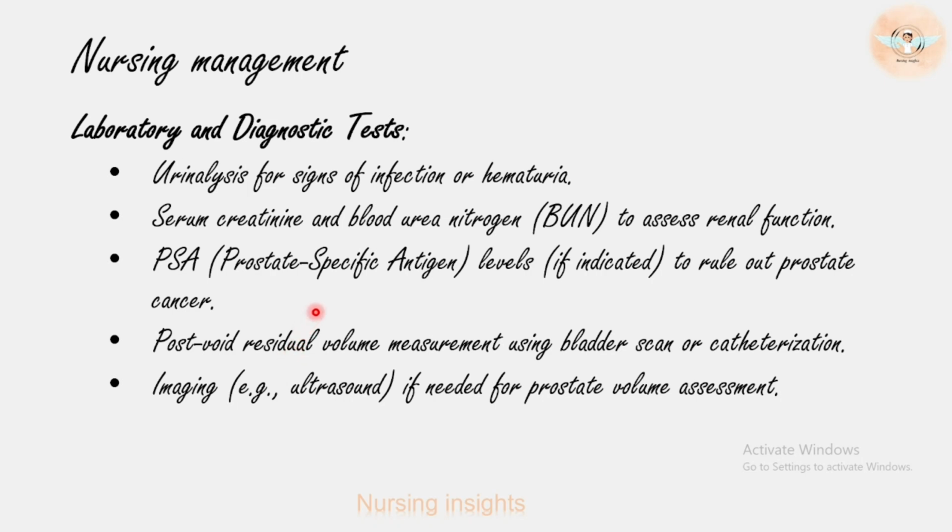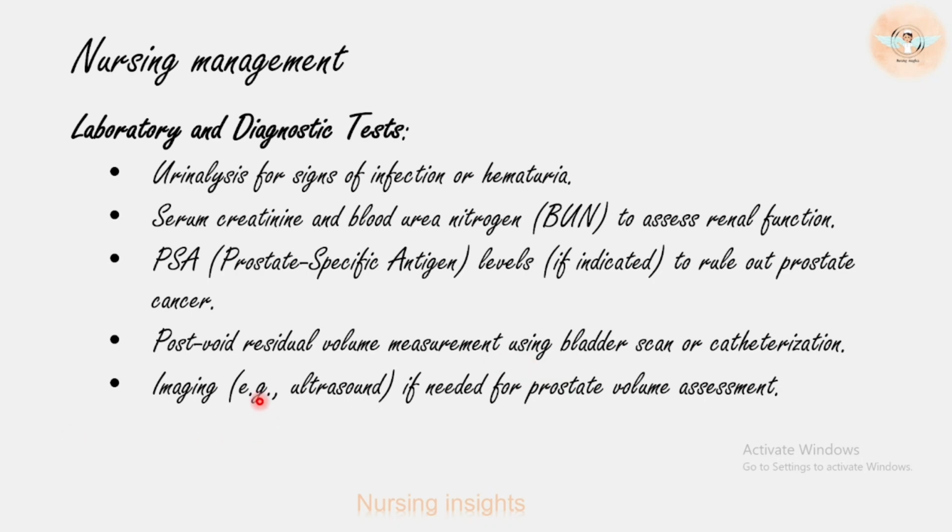So let's go for the laboratory and diagnostic tests. In the laboratory and diagnostic tests, urine analysis we have to do in order to look for any infection or hematuria, and serum creatinine and blood urea nitrogen in order to know the renal function. PSA, what is PSA? Prostate specific antigen level, to rule out prostate cancer. Okay, and post void residual volume measurement using bladder scan or catheterization, and also imaging techniques like ultrasound.